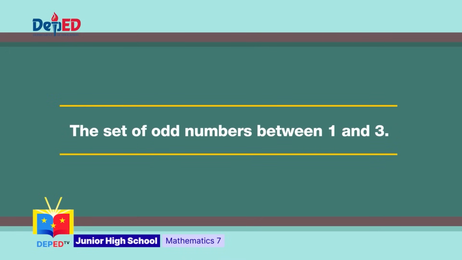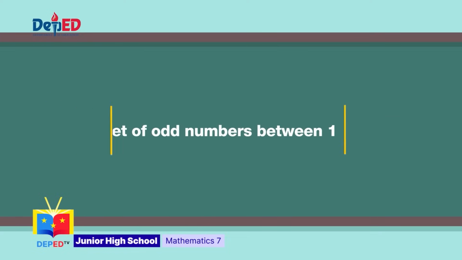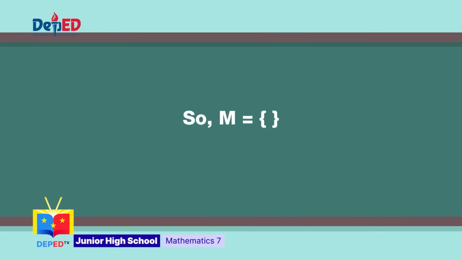Set M is the set of odd numbers between 1 and 3. 1 and 3 are consecutive odd numbers, and there are no more odd numbers between them. So, set M has no elements, and the answer is n(M) is equal to 0.